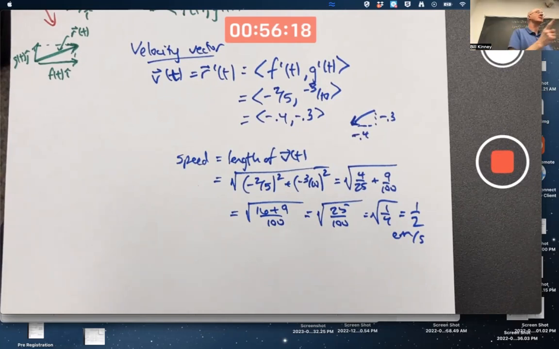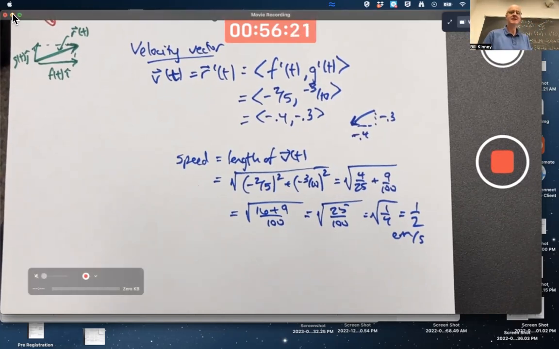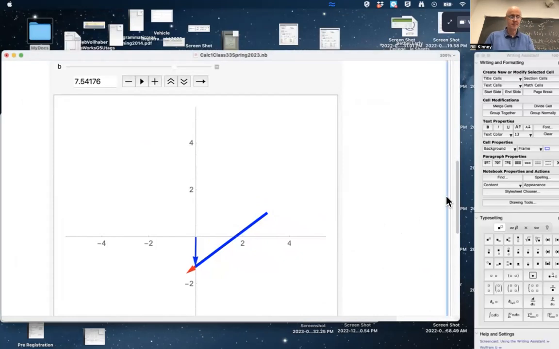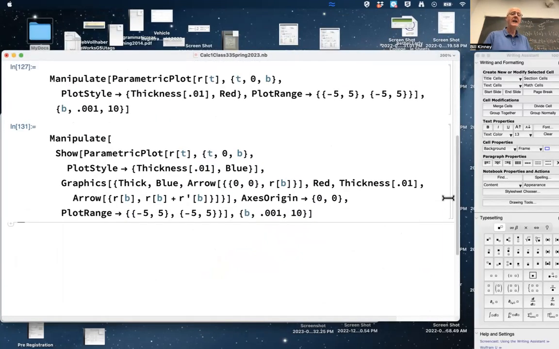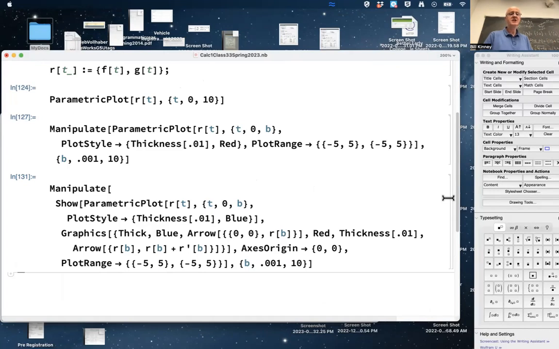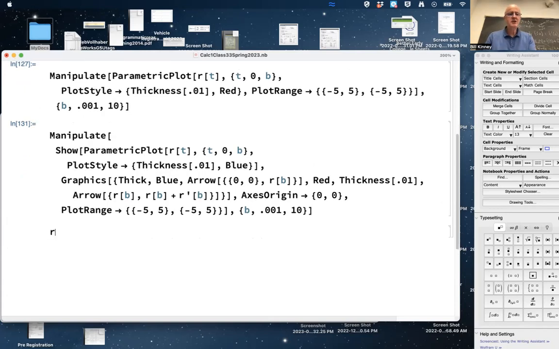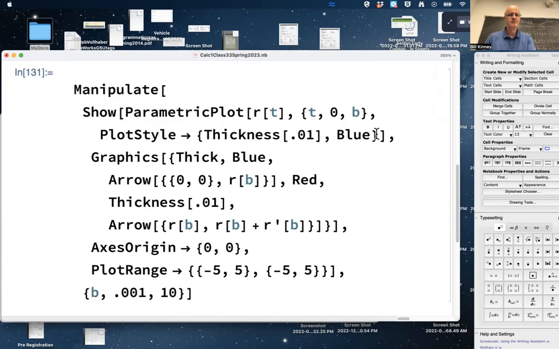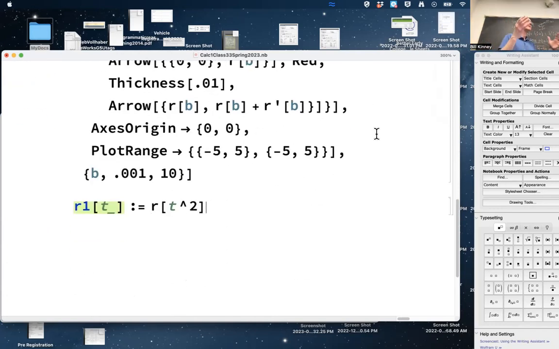All right, now we're quickly going to generalize this. And Mathematica is going to make this very easy. What if I change the motion to something else? What if I made a new function, call it R1 of t, that is R of t squared? I'm making a new vector valued function that takes the old one and replaces the t's with t squared.